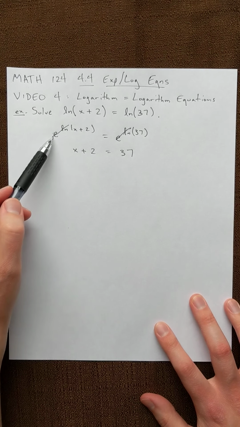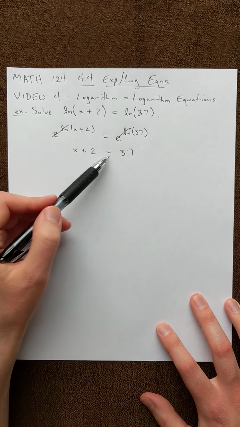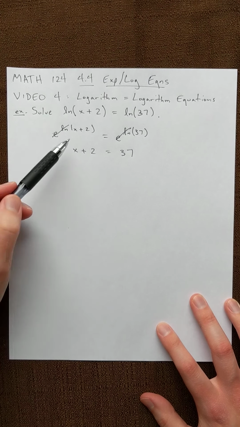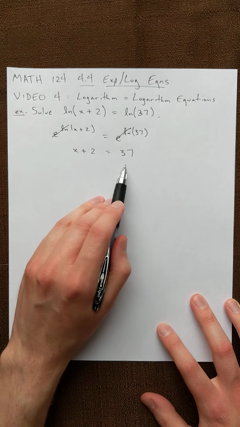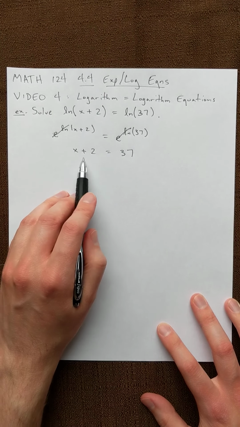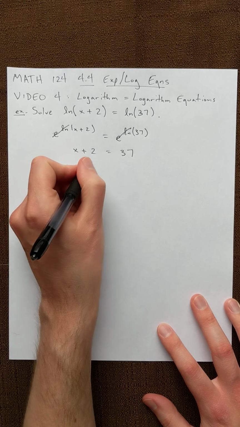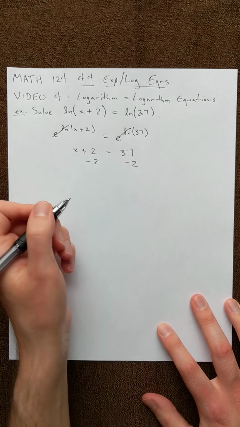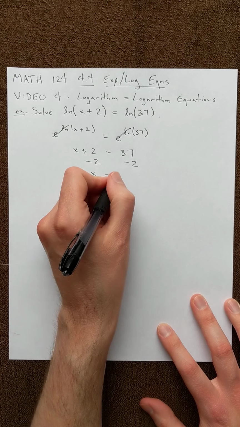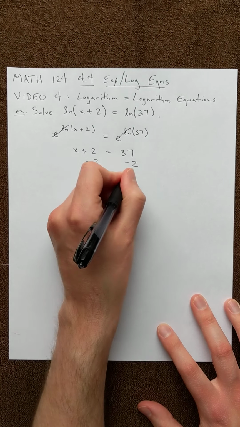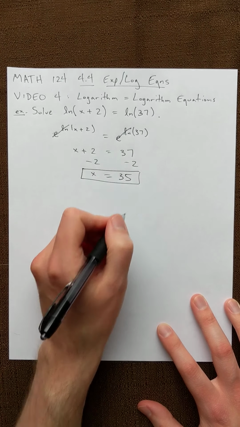I'm just trying to show you why exactly this is true, and it's because we can use an exponential on both sides. Now we have a much simpler equation to solve. 2 is being added to x, so we use its opposite, which is subtraction. 37 minus 2 is 35, and so that would be our answer.